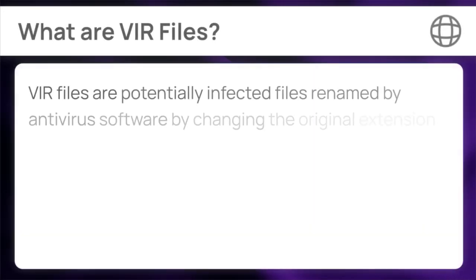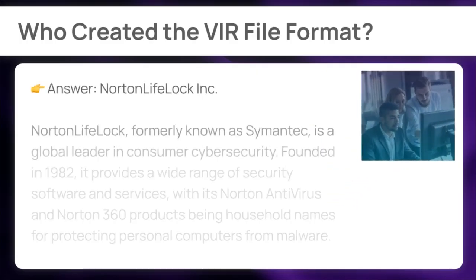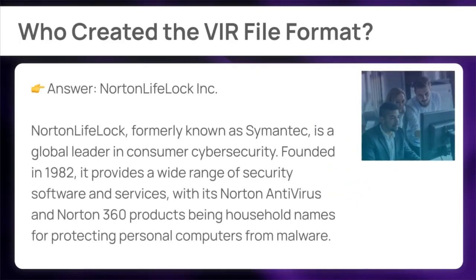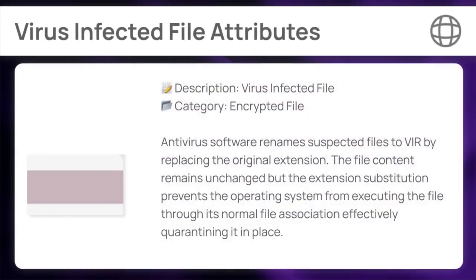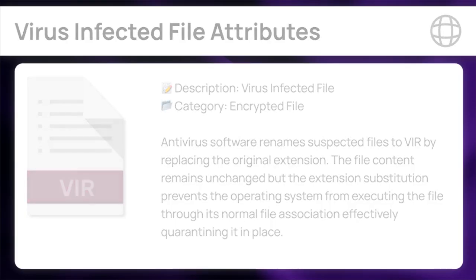VIR files are potentially infected files renamed by antivirus software by changing the original extension to VIR. This prevents Windows from associating the file with its native application handler, blocking accidental execution of detected malware or suspicious code. Antivirus software renames suspected files to VIR by replacing the original extension. The file content remains unchanged, but the extension substitution prevents the operating system from executing the file through its normal file association, effectively quarantining it in place.